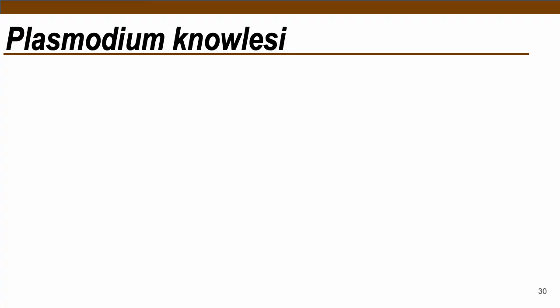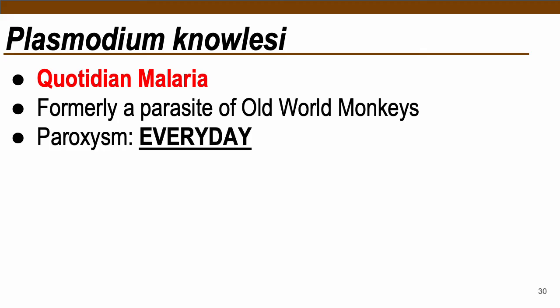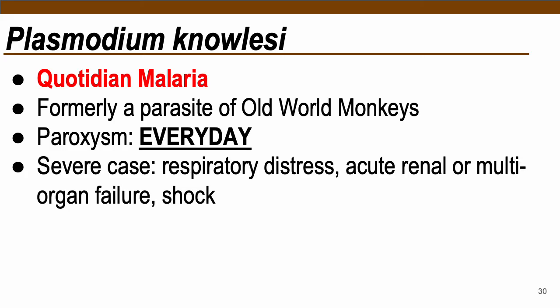And the last Plasmodium species that we'll be discussing is Plasmodium knowlesi. This causes quotidian malaria and is a former parasite of Old World monkeys, or monkeys in Europe, Asia, and Africa. It is called quotidian because the paroxysm happens every day, no? So the patient experiences chills and fevers every 24 hours. The severe case usually includes respiratory distress, acute renal or multi-organ failure, and even shock. So it's quite similar to other Plasmodium species as well. This also undergoes recrudescence.